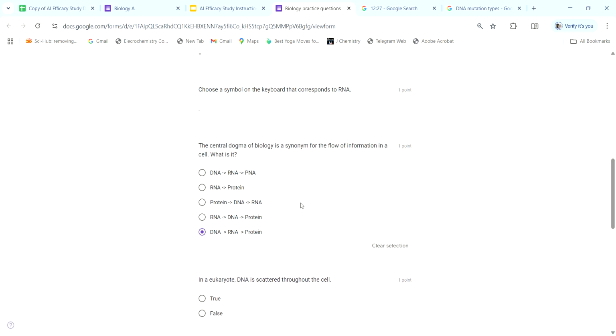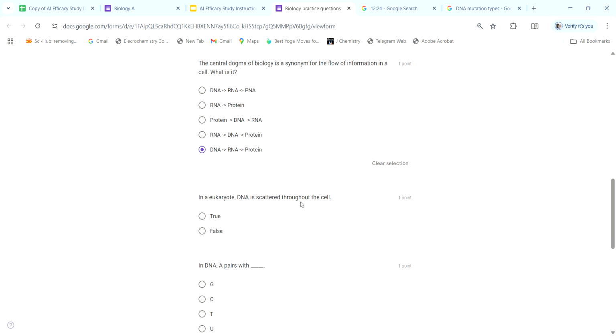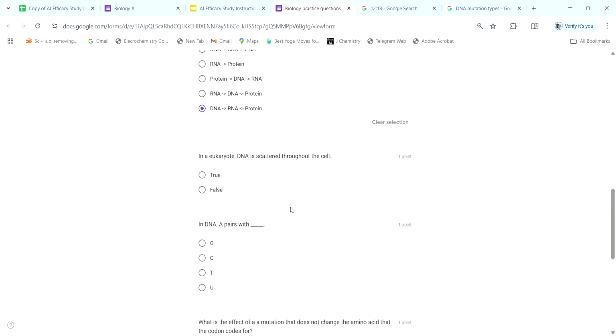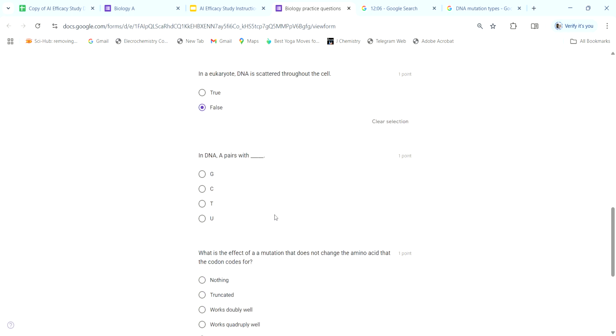In eukaryotes, DNA is scattered throughout the cell. Is it true or false? In eukaryotes, DNA is not scattered. So this is false. In DNA, adenine pairs with guanine, cytosine, thymine, uracil. It should be thymine.